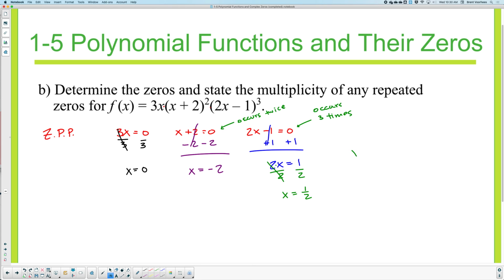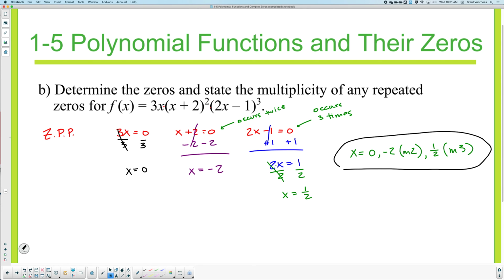So the zeros that we have: 0, negative 2. Now what did it mean that it occurs twice? So we'll do parentheses, M2, comma, and 1/2, M3. Occurs 3 times, so it would be parentheses M3. All right, let's count them up. If you listen to the words closely, if I said how many unique zeros are there, the answer is 3. It would cross the x-axis 3 separate times. If I said how many real zeros are there, 6. Good math. 1, 2, 3, 4, 5, 6. You got it.